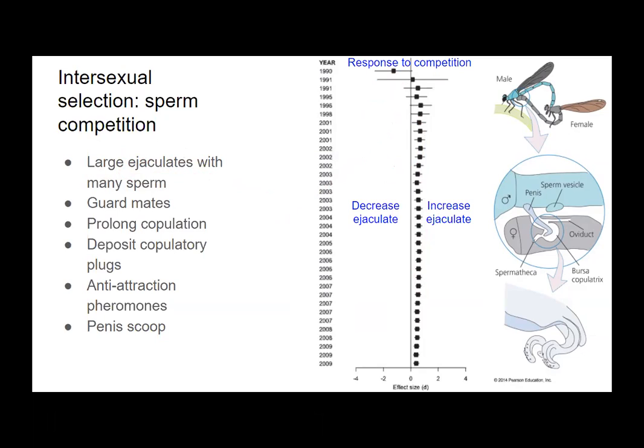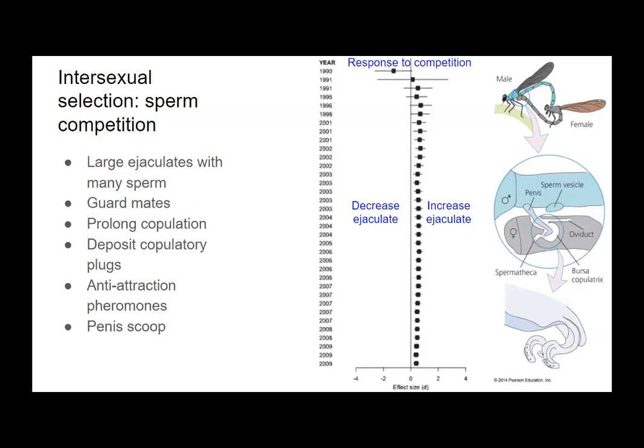And so larger ejaculates is a common way to do that. Another is that you could guard your mates so that others don't come in and deliver sperm. You could also prolong copulation, so they're unavailable to receive other sperm. You might deposit copulatory plugs, so inserting something that prevents additional sperm from getting down to the eggs. Once copulation has been completed, you might put some anti-attraction pheromone on the female so that she's less likely to be attractive.